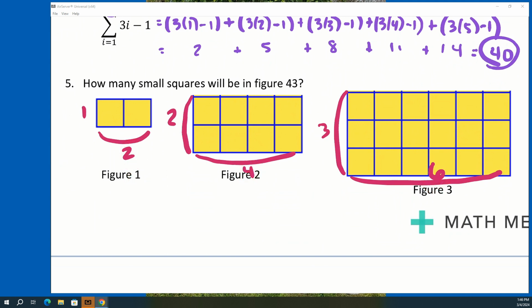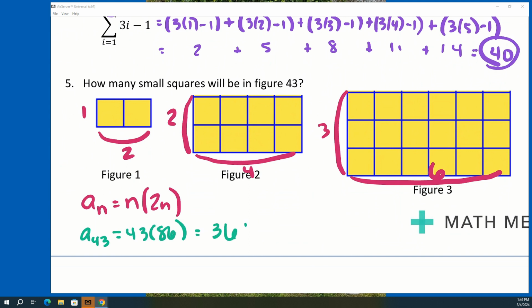It doubles it. So if we wanted to write a rule for any figure, you would take the number of rows, which is going to match the figure number, and multiply it by twice that for the columns. So it's going to be 43 times 86. That's a lot. It's a lot of squares.